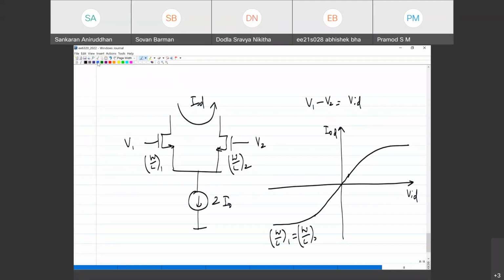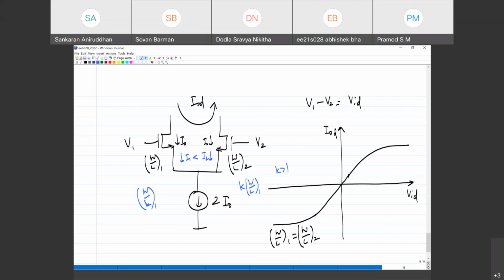In that case, the bias point will be such that I have I naught and I naught. But suppose I take a case where I have W over L1 and K times W over L1, where K is greater than 1. What will happen to this curve? Will I still have currents of I naught and I naught? No, you won't. In the second branch, the current will be more than that of the first branch. So this current I1 will be less than I2.